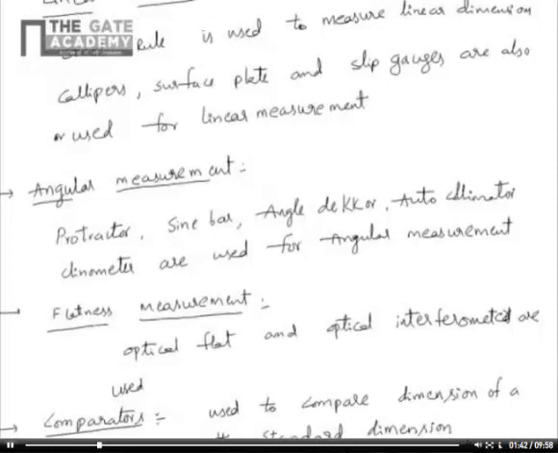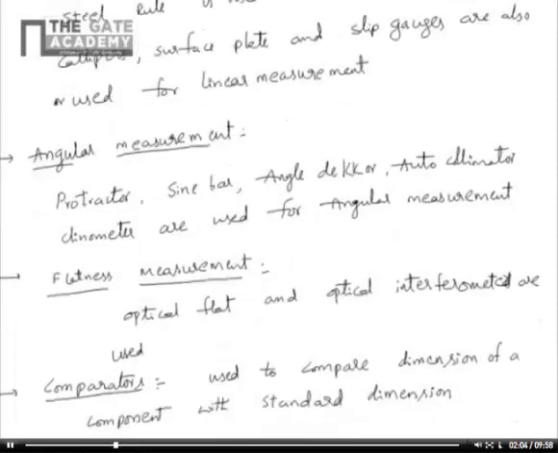Next, angular measurement. We use the protractor, as in the diagrams. The protractor is one of the angular measuring instruments which we use in our daily applications. For accuracy purposes in experimental applications, sine bar, angle decker, autocollimator and clinometer are used for angular measurement. Next one is flatness measurement. Optical flat and optical interferometer are used for flatness measurement.